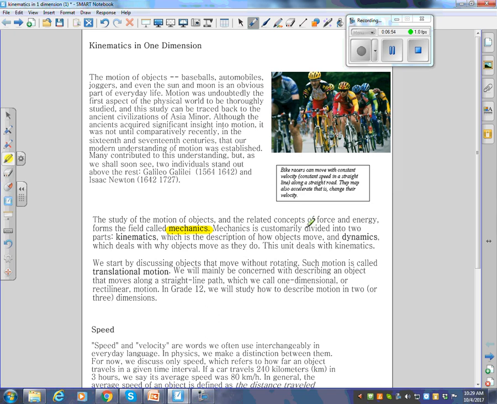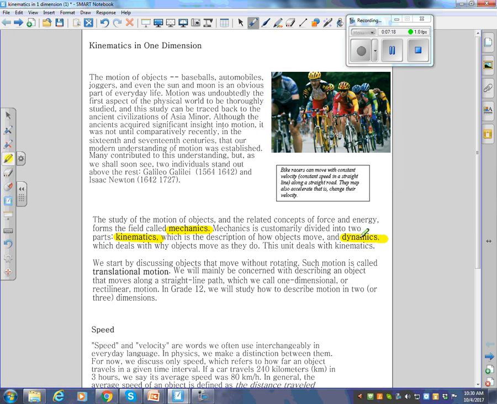Mechanics is customarily divided into two parts. Kinematics, which is a description of how objects move, and the other one, which is called dynamics, which deals with why they move. That's the forces. So first, this is Unit 2, we're going to do kinematics, how they move, and then we're going to talk about why they're moving, which is forces, or dynamics.